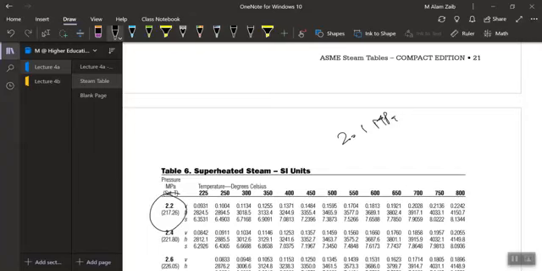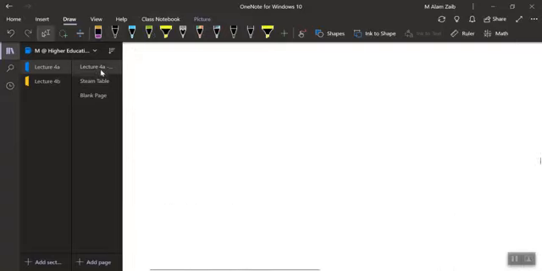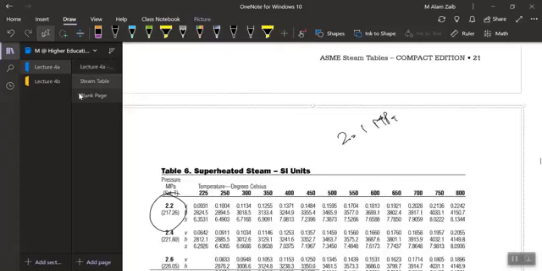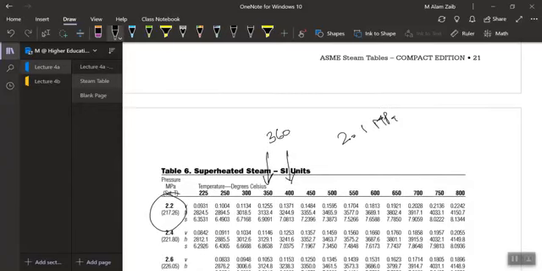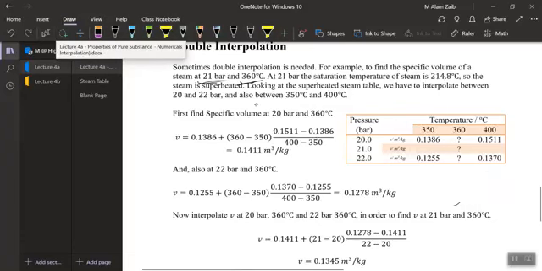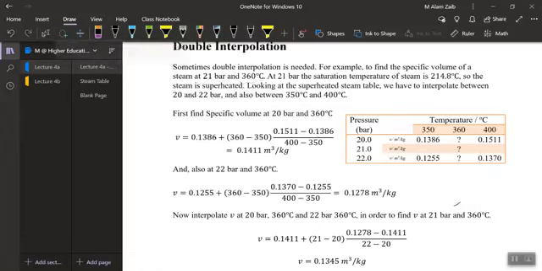Now let's go to the temperature as well. The temperature which is required is 360. Now look at the steam table. We have a temperature of 350, we have a temperature of 400, but we do not have a column of 360. So let's make it easy. Let me find this from the steam table, so let me rewind it again.